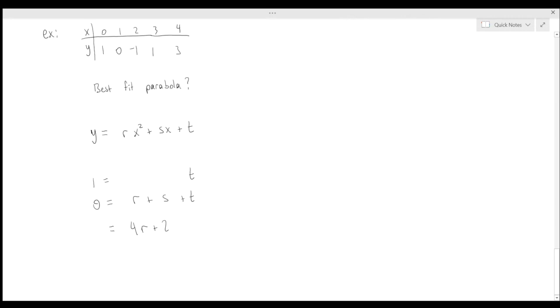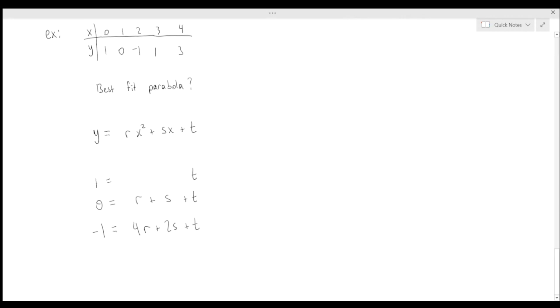Oh, I see, I was confused. So the next data point, y is -1 and x is 2. And then the next one, y is 1, but x is now 3. So now it's going to be 9r plus 3s plus t. And finally, for the last data point, y is 3, and x is 4, so that'll be 16r plus 4s plus t. All right. So just as before, the data points will then give you a linear system of equations.